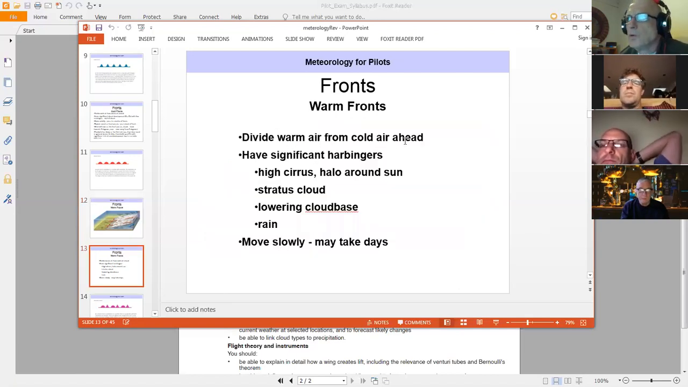So it divides warm air from cold, and has a significant harbinger, which is just something that tells you something's coming. So with warm fronts, you get high cirrus, halos around the sun, stratus cloud, lowering cloud base, rain. And completely different from cold fronts, they move slowly. So a warm front can take days to pass through. And those are the conditions you get where you've got grey cloud, low cloud base, drizzly, horrible, crappy weather, and a warm front has come through.